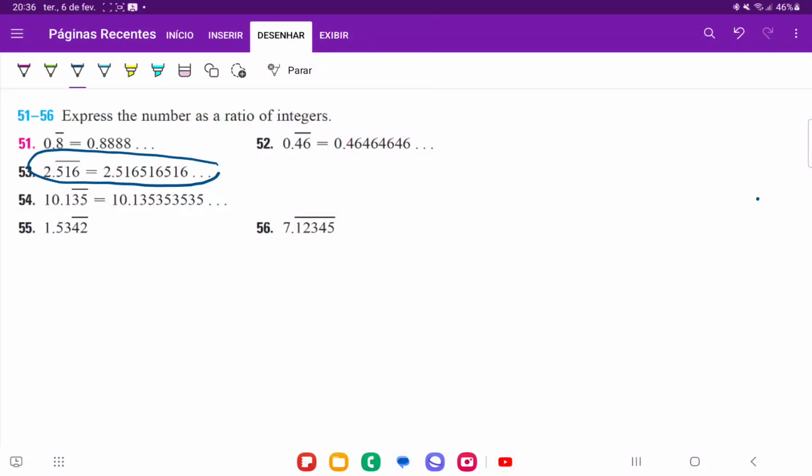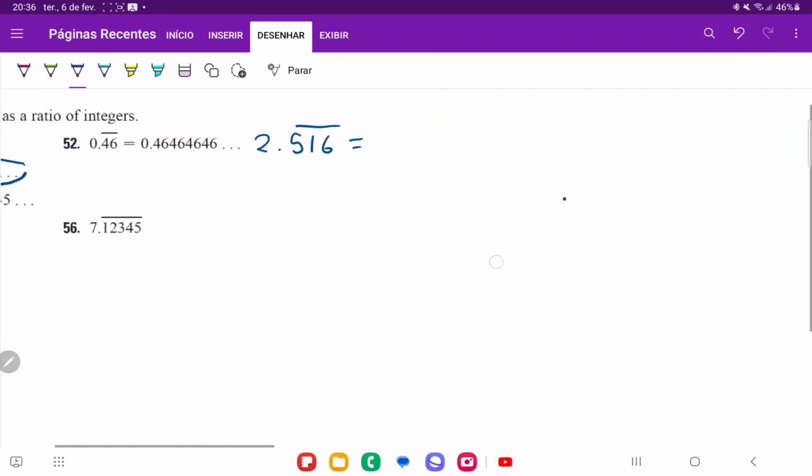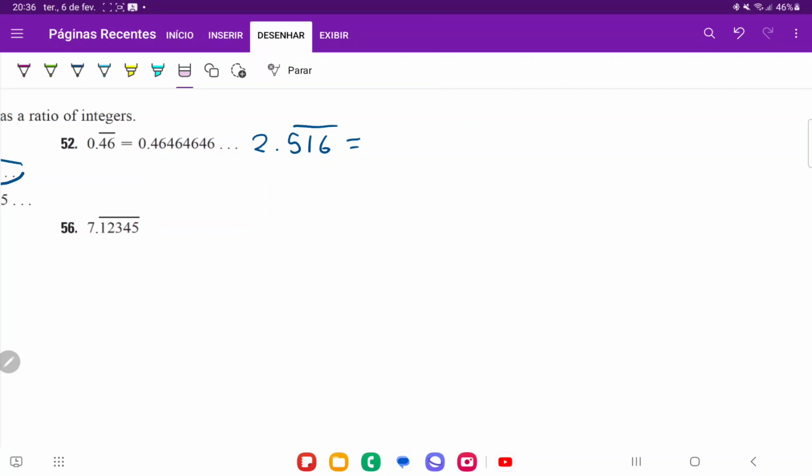All right, so for problem 53, we are trying to express this number here as a ratio of integers. So we have 2.516, which repeats indefinitely. And what we're going to do here is break it down into two parts. So we're going to break this down into the number 2 plus the decimal part, so 516, 516, 516, and so on and so forth.